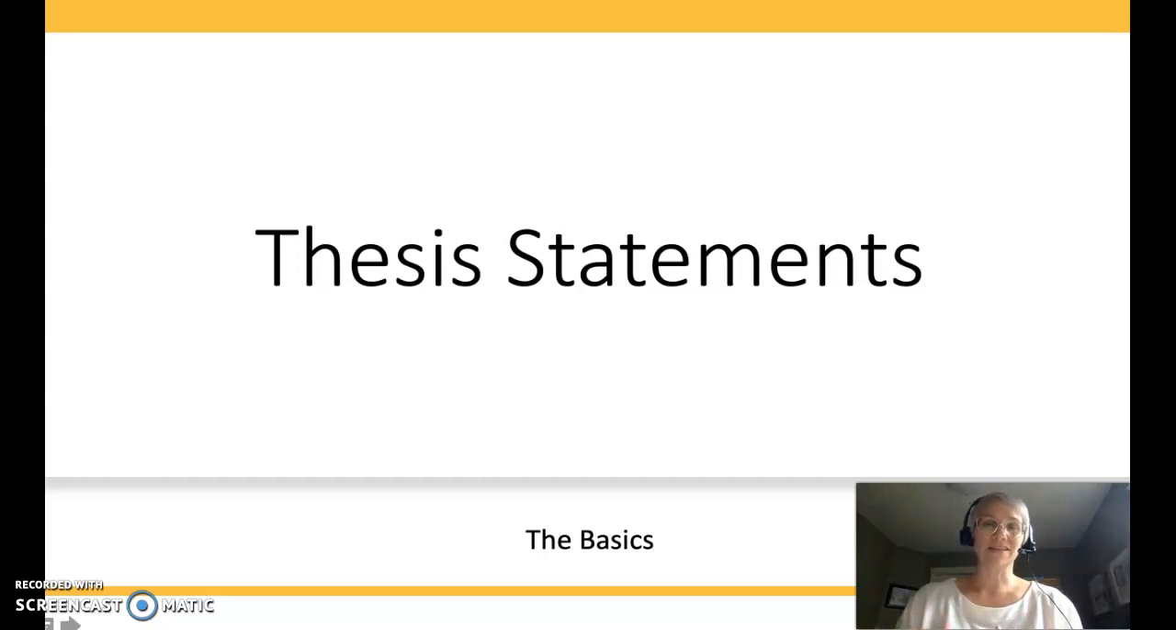If your thesis statement is vague, difficult to find, or unclear, your reader, your instructor, is going to have a hard time following the ideas in your essay. And you never want your reader to have a hard time following your ideas.